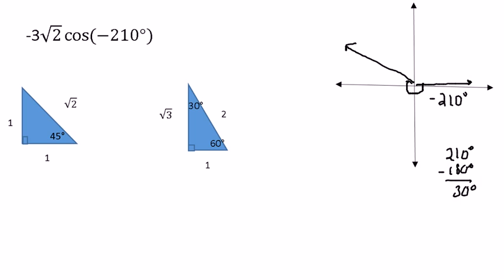So the reference angle is formed here. It's the 30-degree angle right here. The reference angle is always the angle formed by the x-axis and the terminal side. So we're always looking at the angle right next to the origin there. This angle right here.